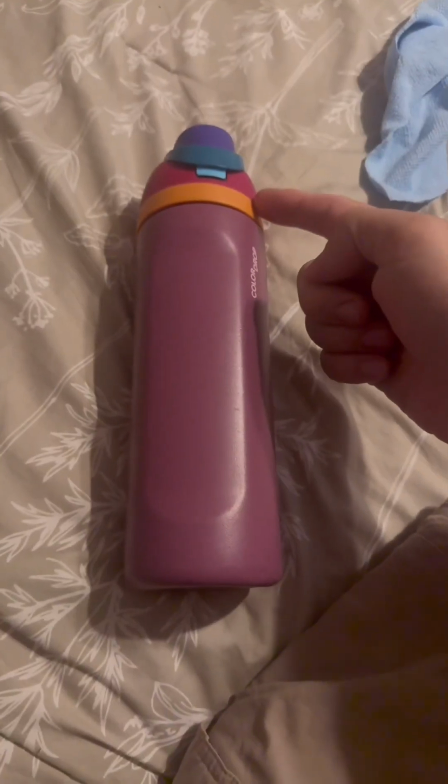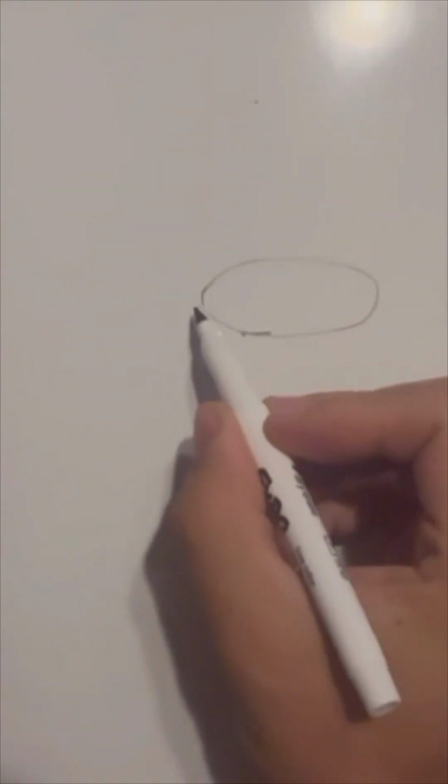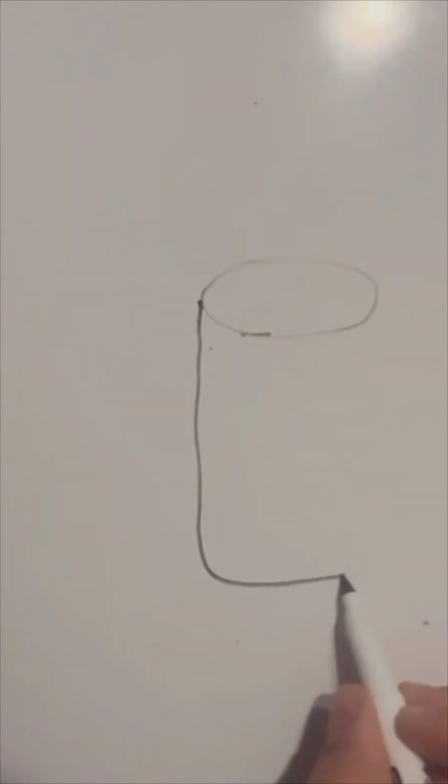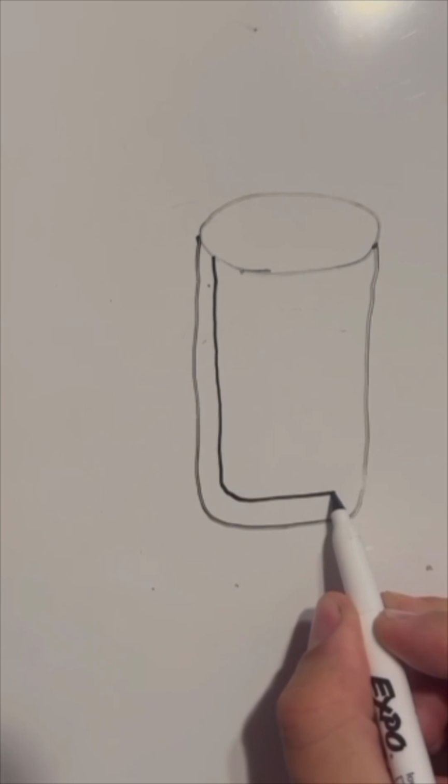Here's the science of what keeps your water cold in an Owala bottle. Imagine if I cut this bottle in half, what would you see? Let me draw a picture of what that would look like. It would look something like this. I'm just going to draw the bottle, and then there is another layer inside the bottle.